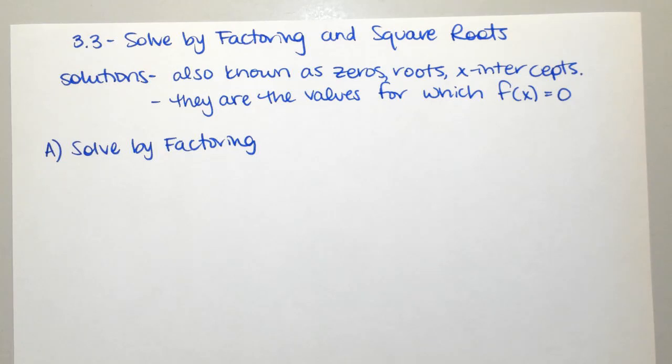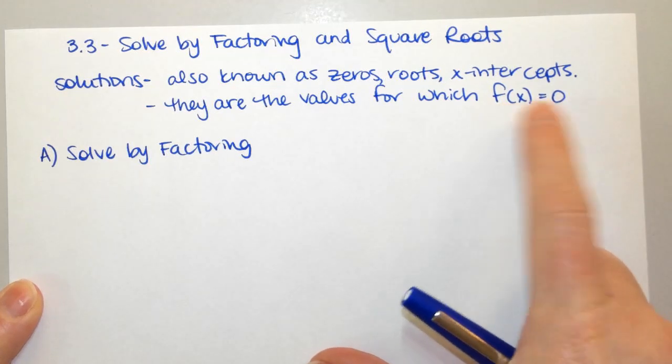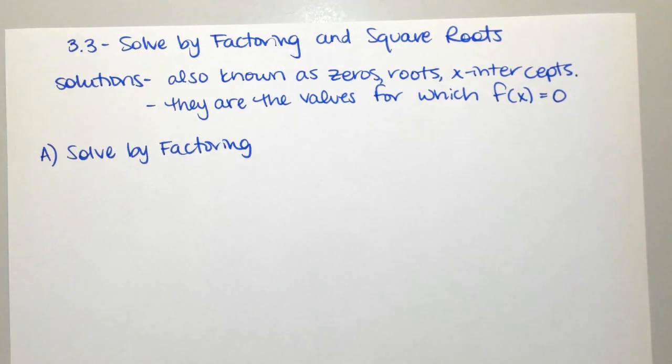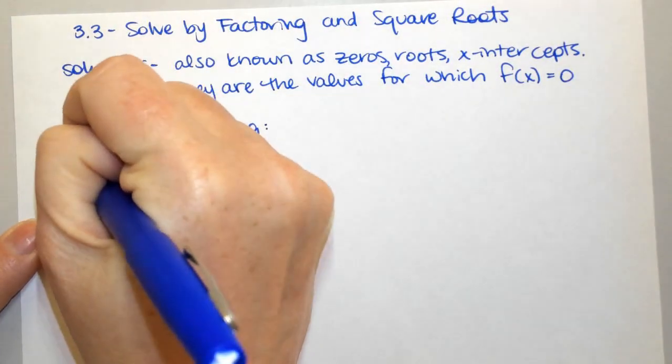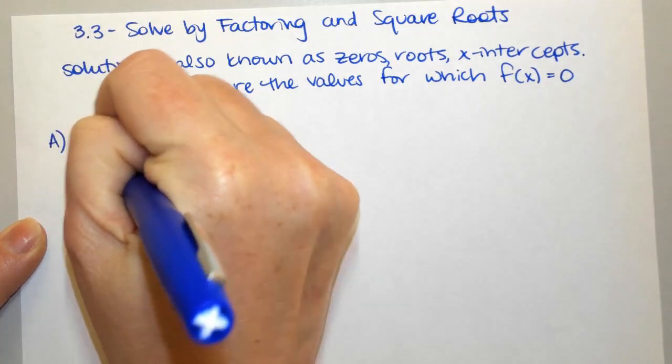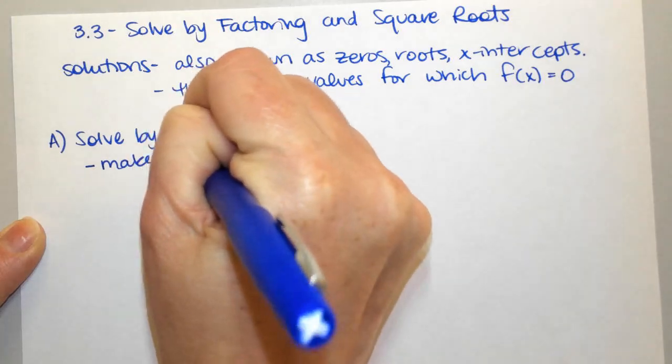All right. But since they are x-intercepts, they are the places where f of x, or the y value, equals 0. Anything on that x-axis has a y value of 0. And so if we're going to solve by factoring, essentially what we would do is we would start by making sure your equation is in standard form.